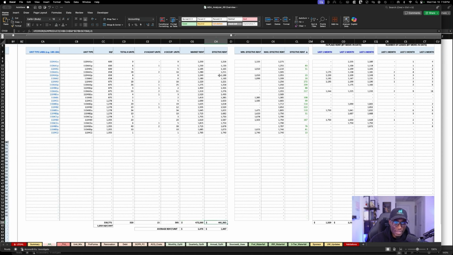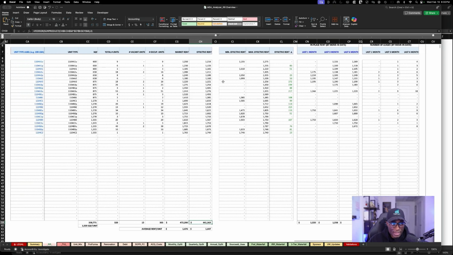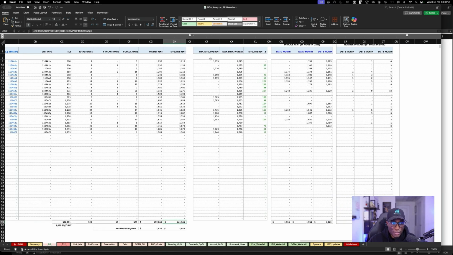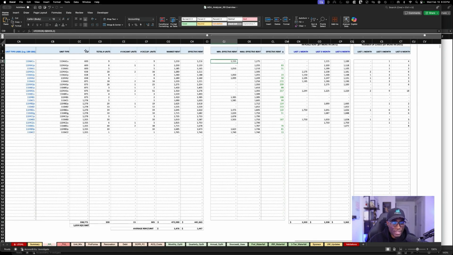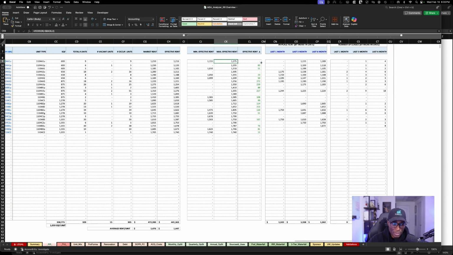This is the effective income, so that's what you're actually collecting, what the tenants are actually paying. Other information this MSA Analyzer will provide is the maximum effective rent for each of those unit types. It looks at all of those unique unit types and says what's the maximum rent for each one of them. So there's 9 units of the 1104 A1U, which was the maximum rent that the tenants are paying. It looks at the minimum rent as well as the maximum effective rent.